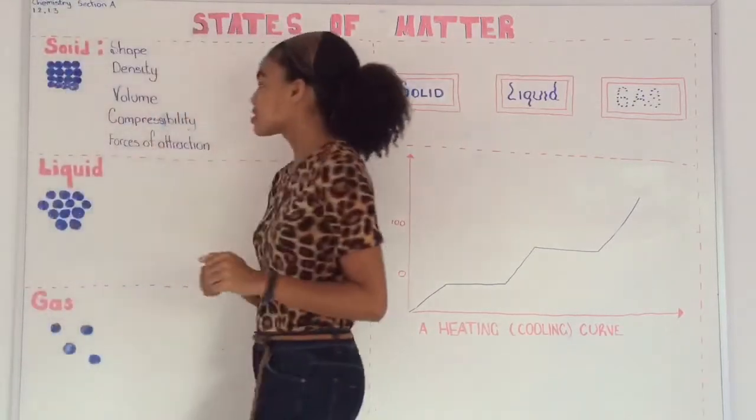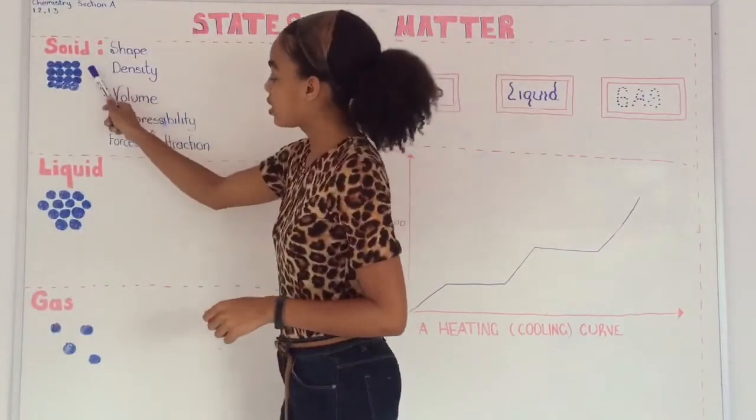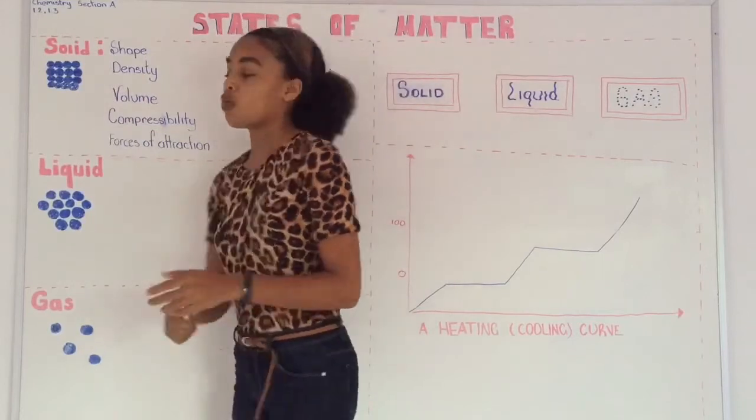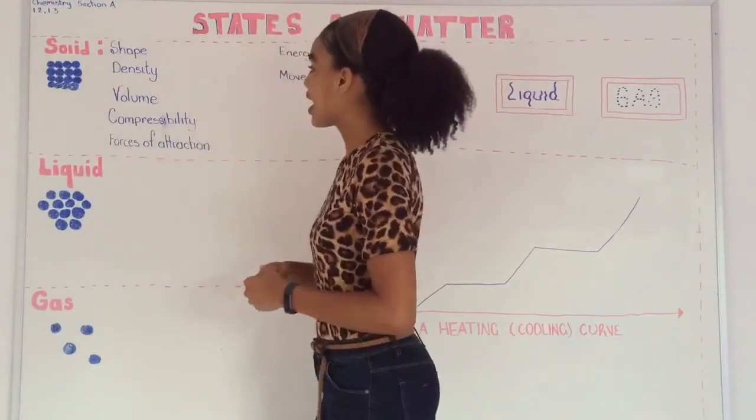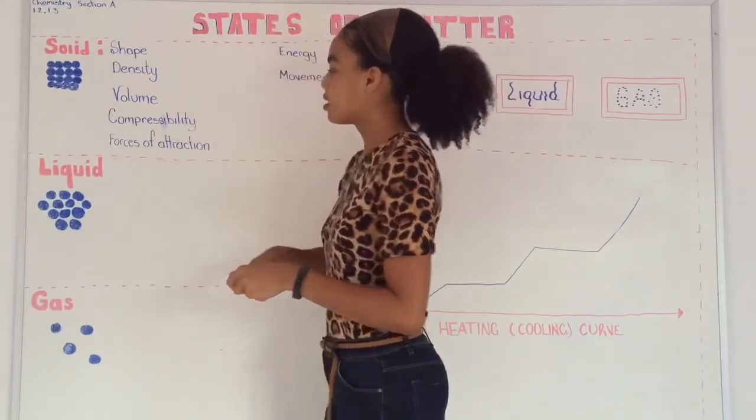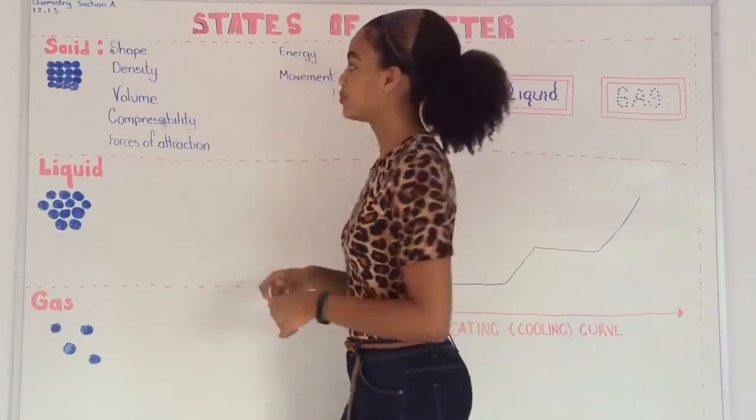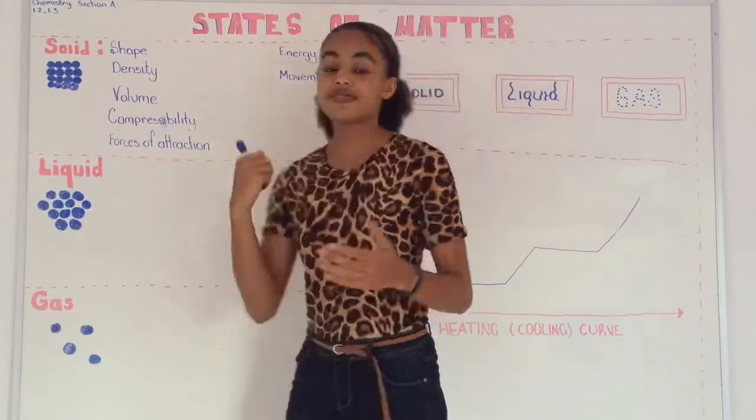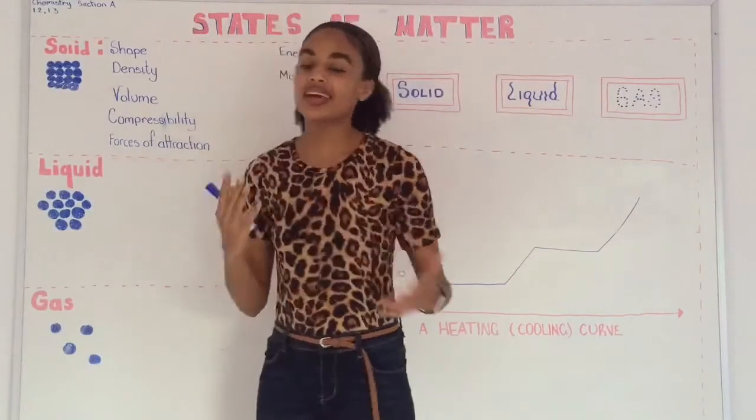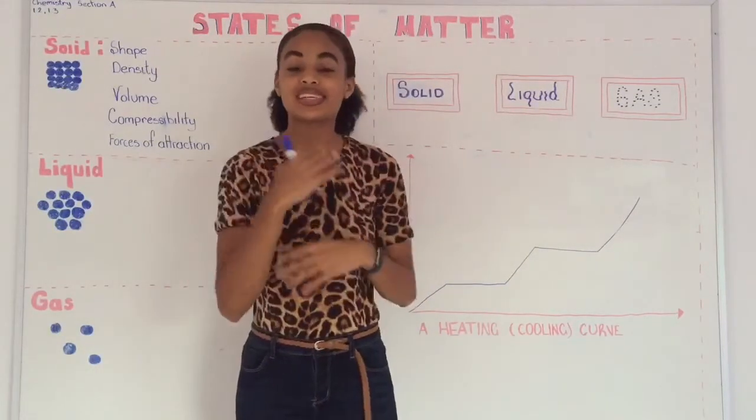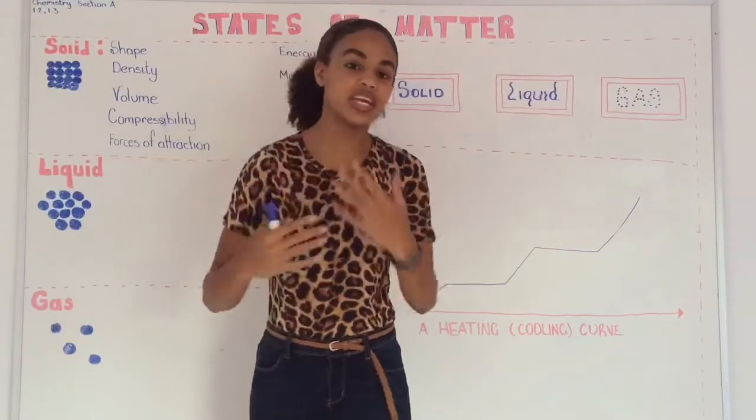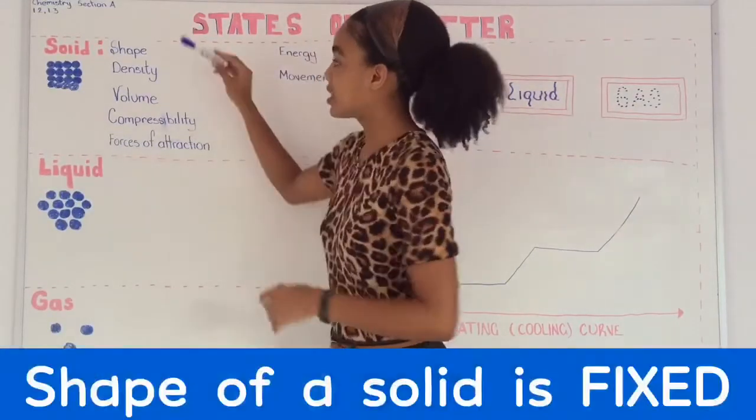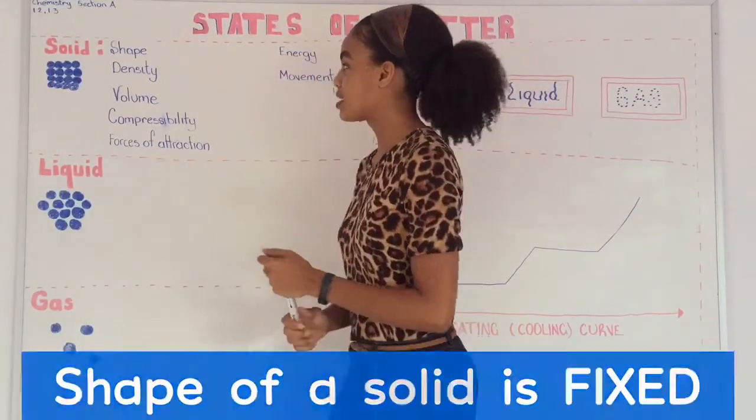Alright, so first we have solid, liquid, and gas. What we're going to do is identify the different states of matter. Solid. Now the shape of a solid is fixed. Any solid that you look at, you're going to see that it has a fixed shape. It doesn't change randomly. So we say that the shape of a solid is fixed.